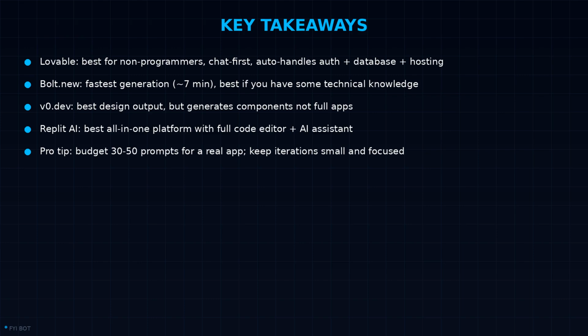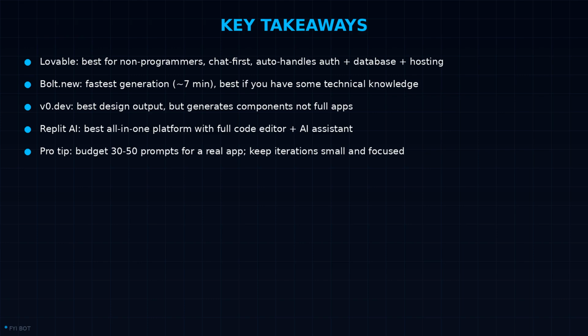If you want raw speed and have some technical knowledge, Bolt.new generates apps in under 7 minutes. It's free to start, but the code quality is inconsistent. If design is your top priority, v0.dev creates the most beautiful interfaces, but you'll need technical skills to turn those components into a full deployed app. And if you want an all-in-one platform with a real code editor, Replit AI is the veteran choice.